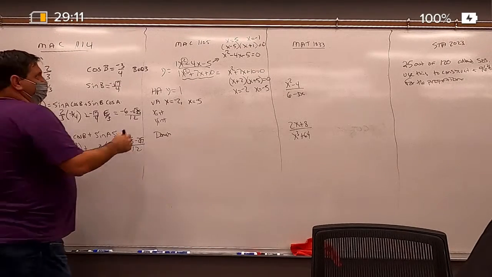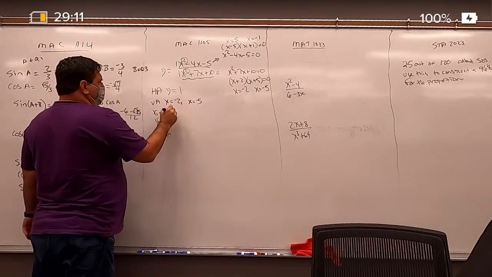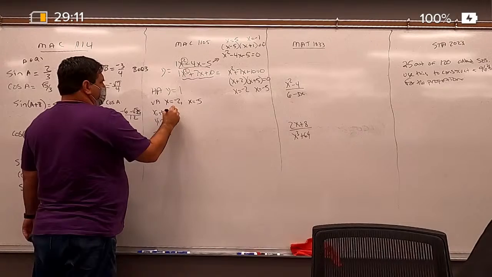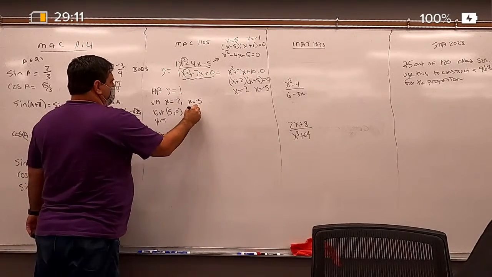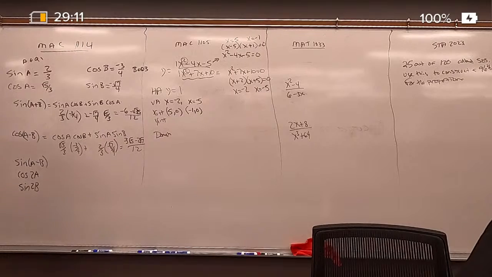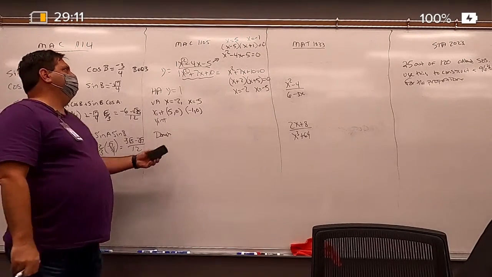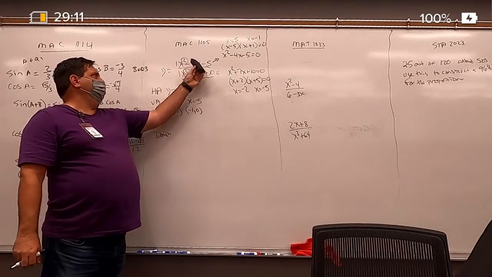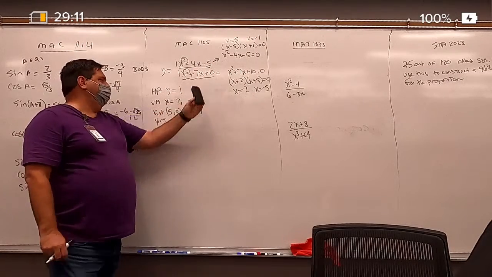So x-intercepts, you get 5 and negative 1. Y-intercept, you're going to plug in x is 0. You're going to end up with negative 5 over 10.